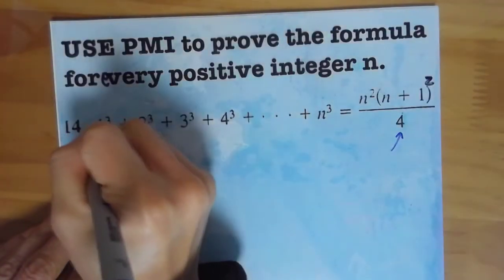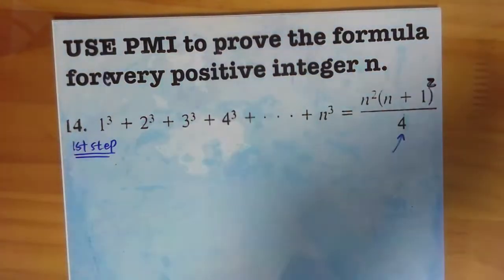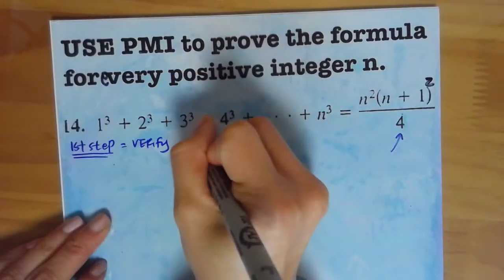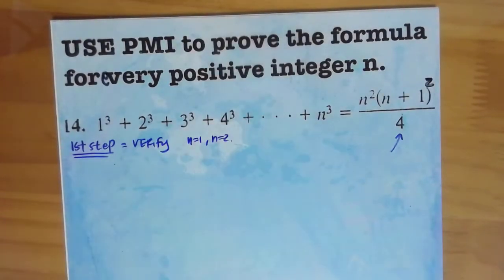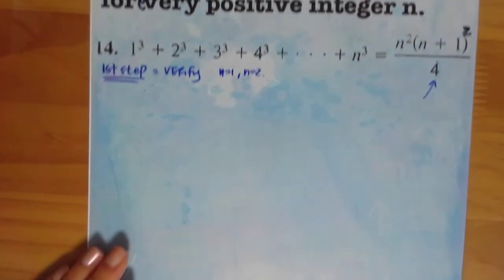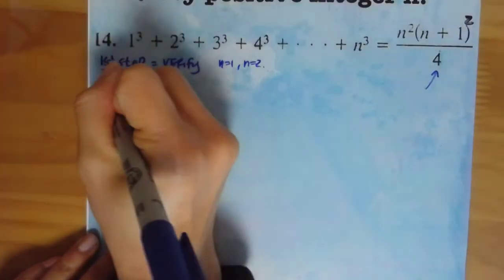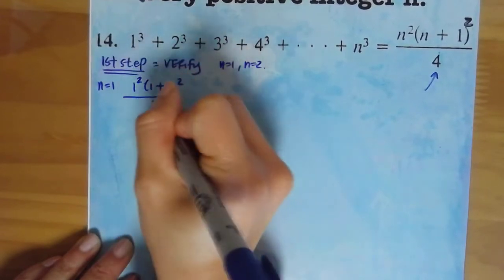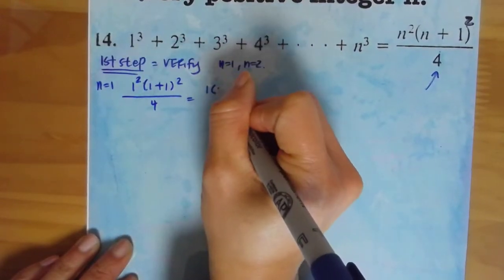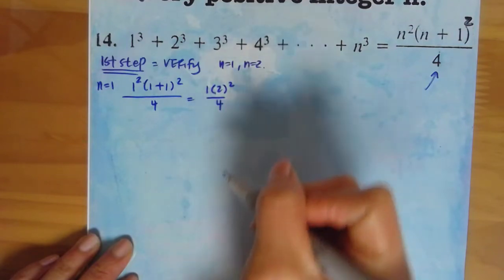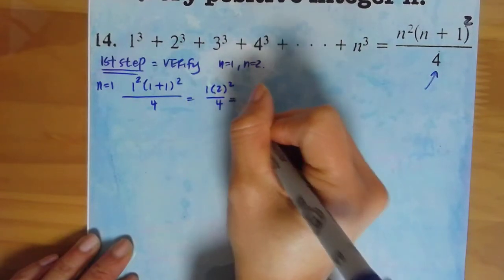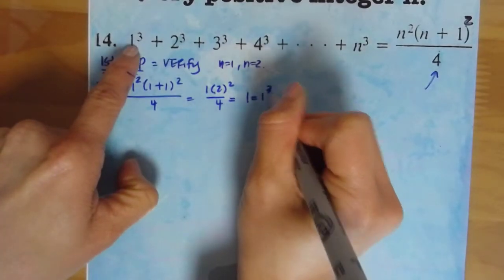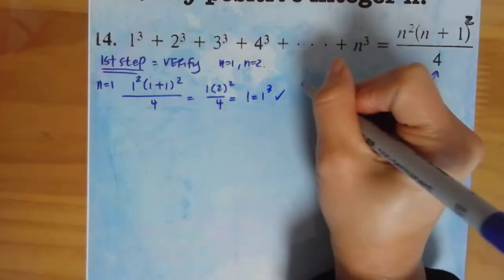Again, first step, you keep doing the same thing, right? First step is always to what? Verify, okay? Verify for n equals 1 and n equals 2. In our class, we're always going to do 2 steps, okay? So how do you verify? Let n equal 1. That means 1 squared times 1 plus 1 squared over 4, which equals 1 squared times 2 squared over 4, which is 4 over 4, which is 1. And does that equal 1 cubed? Yes, that equals 1 cubed.